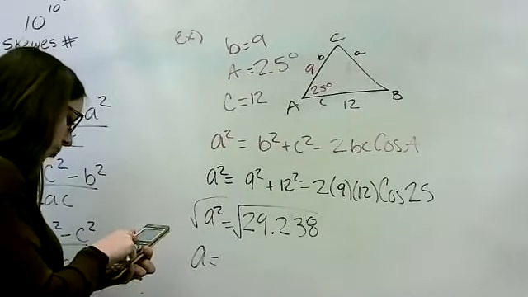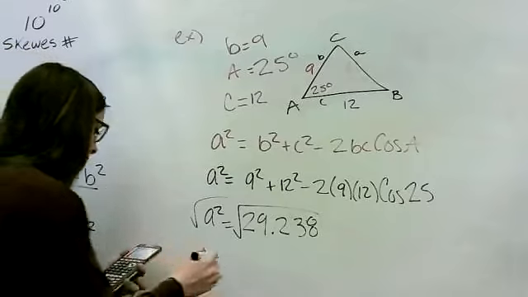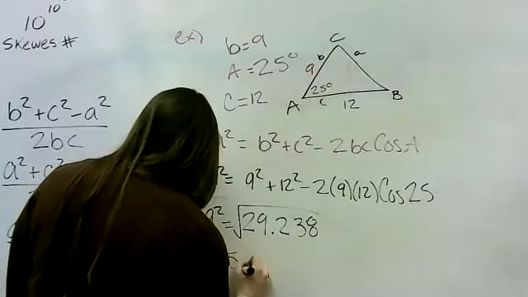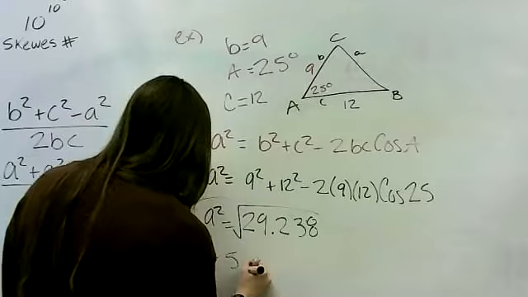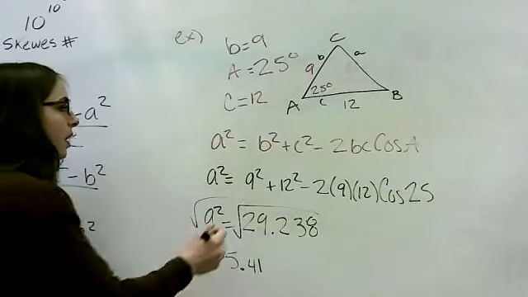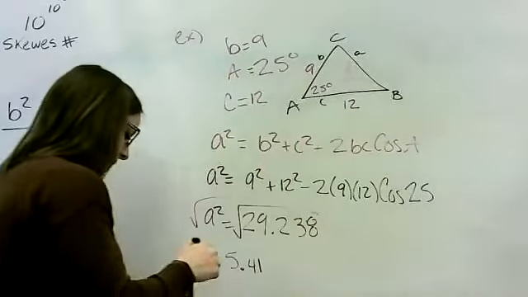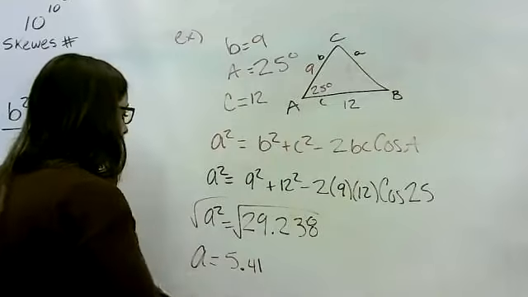So again, square root of the answer you just got. And I have 5.41. And that is my A value, my A side length.